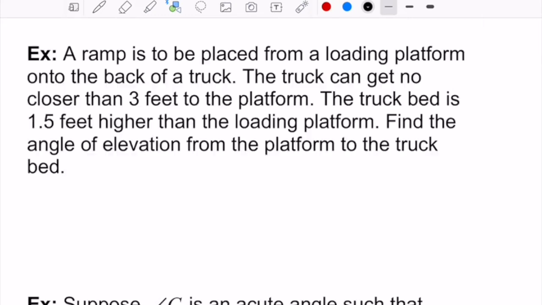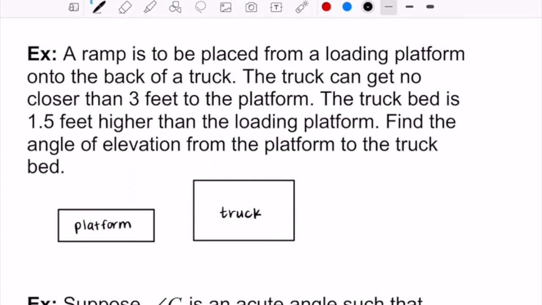the larger side. All right, on this next one, drawing a picture for this one is a little bit tricky. I'm no artist, but something like this will get the job done. So in this picture, the platform's on the left, the truck is on the right. I can continue to label the picture with the other information that was given to me in the question. The truck can get no closer than 3 feet to the platform, so this distance would be 3. The truck bed is 1.5 feet higher than the loading platform, so this side would be 1.5.